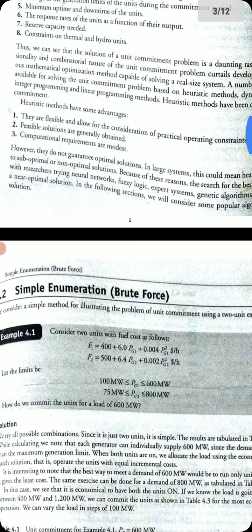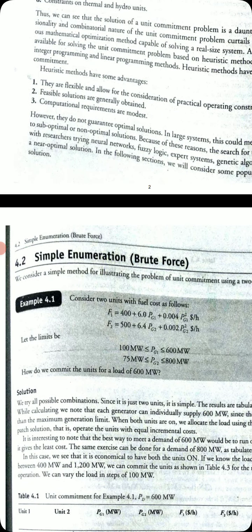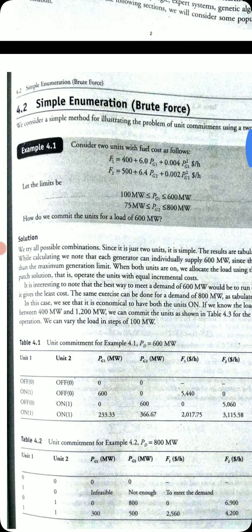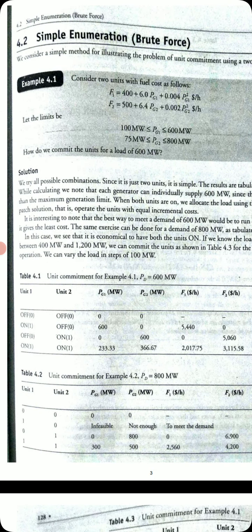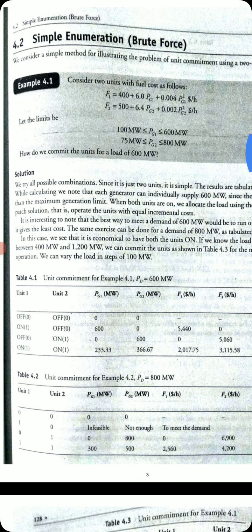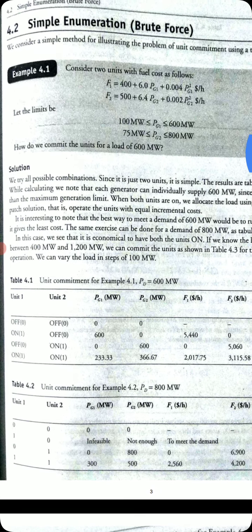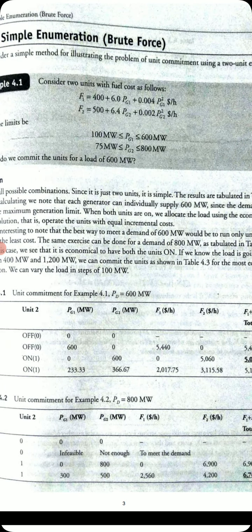Now we will see the simple enumeration, brute force method. I will give you one example of how unit commitment works, and by seeing this example we will come to know how unit commitment is done. I am going to give you a very simple case of 2 units. You can see here two generators are given with their fuel cost functions. The first one is F1 equal to 400 plus 6 Pg1 plus 0.004 Pg1 square dollars per hour. This is the fuel cost of the first generator.